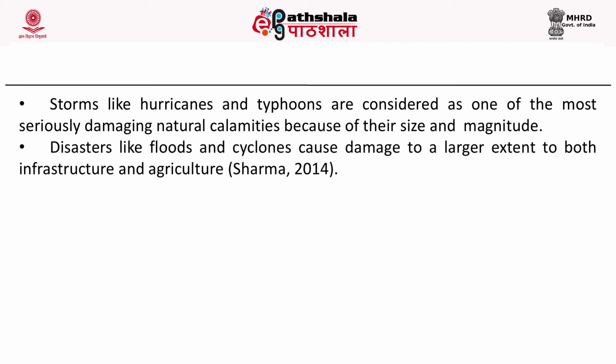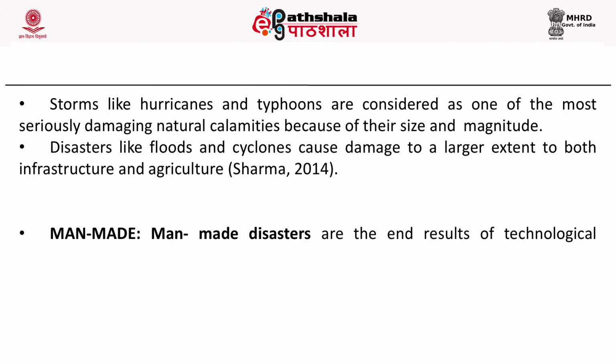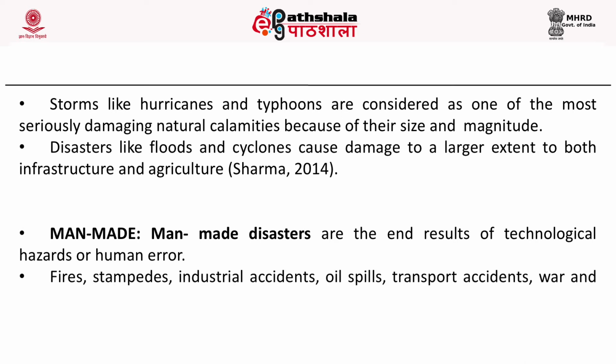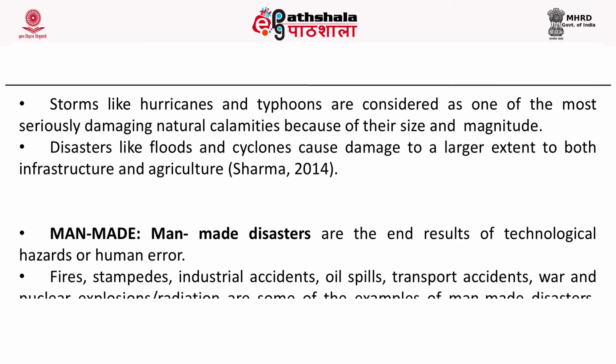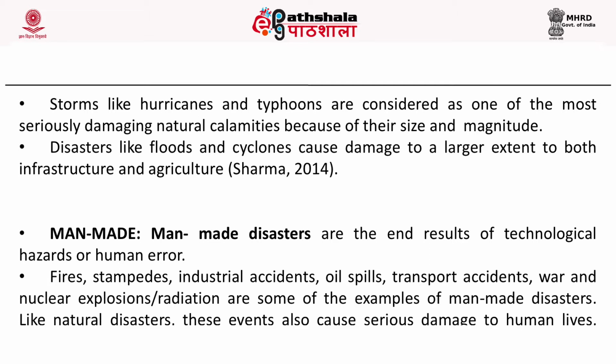Now, coming to the second category, that is the man-made disasters. They are the end results of human error or technological hazards. For example, fires, stampedes, industrial accidents, oil spills, transport accidents, war and nuclear explosions or radiations are some of the examples of man-made disasters. Like natural disasters, these events also cause serious damage to human life, property and economy of the state.